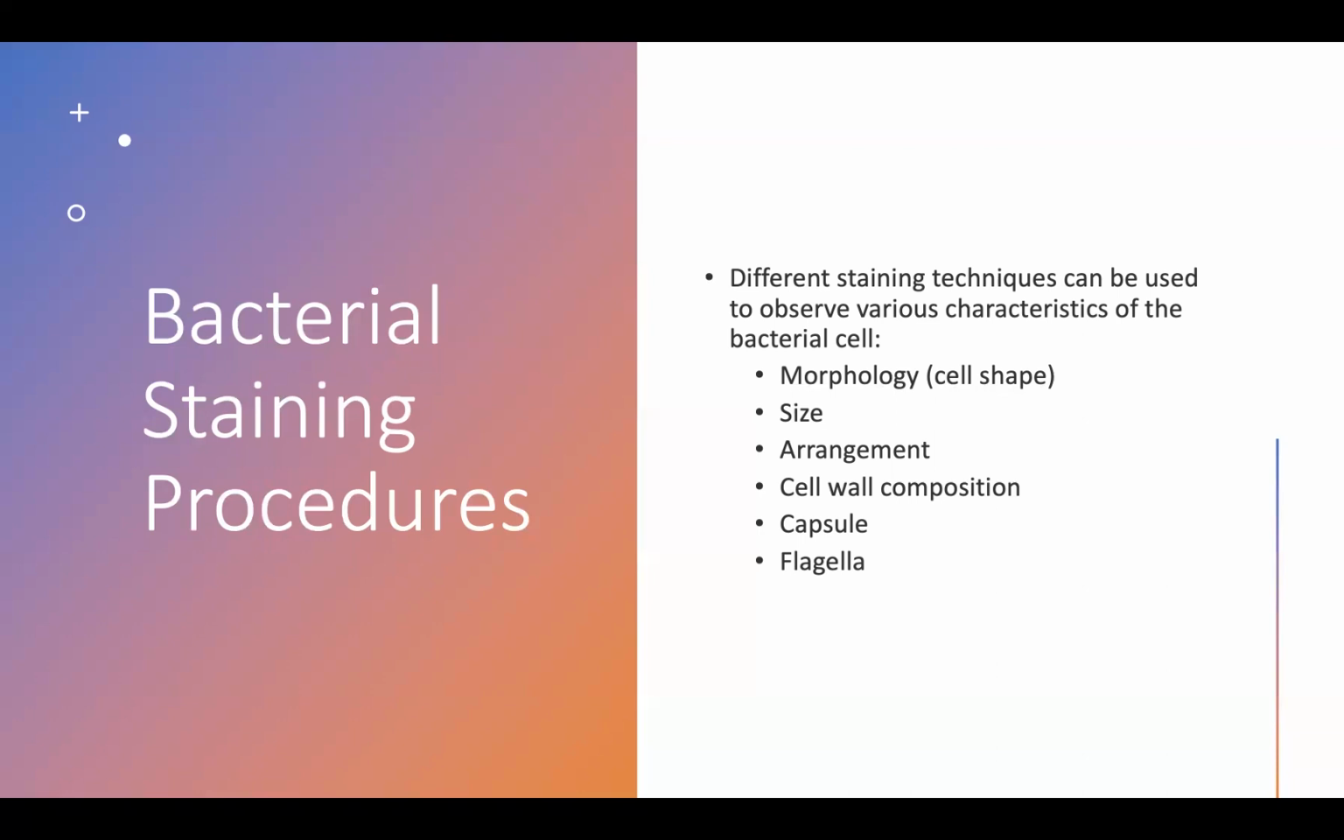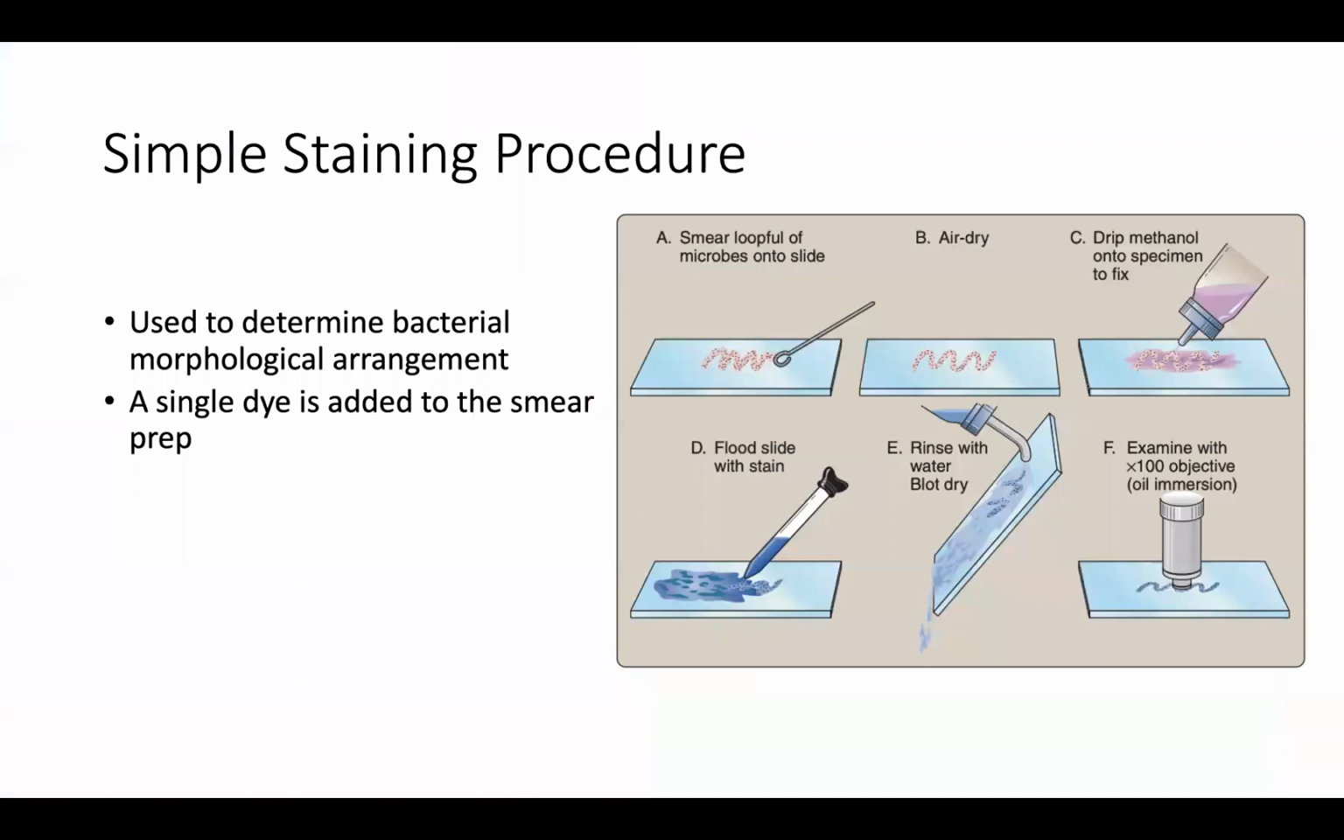All right. So we use bacterial staining for purposes of being able to better examine our bacteria. All right, so one type of stain that we do is called a simple stain, right? Simple stains basically are used to determine morphological arrangement, right? It's just a quick way to add some color and look at morphology, all right? So we're using a single dye, right? That's going to be added to this smear prep, right?